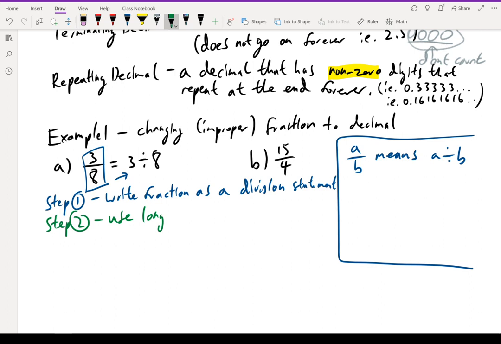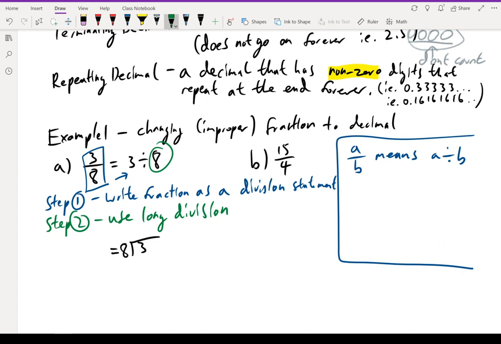So we have 3 divided by 8, which is the same as 3 over 8. Now remember, for long division, whatever it's being divided by goes outside, and the first number, 3, goes inside. So that's 3 divided by 8. And then we just work out the long division.